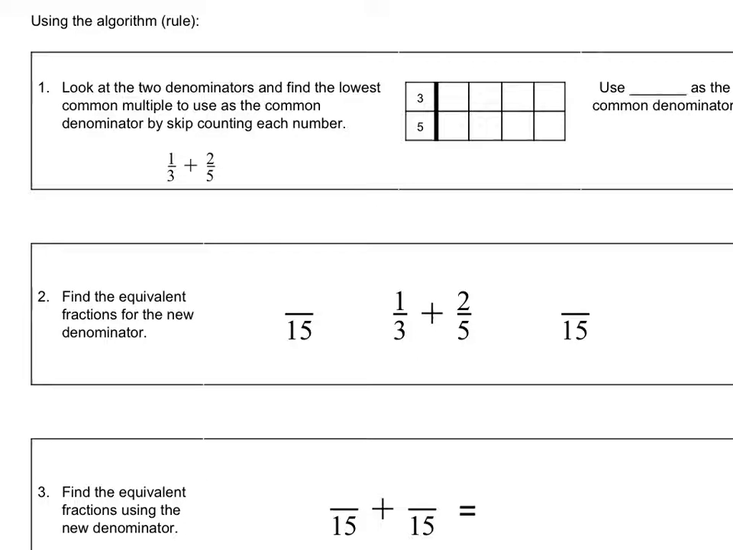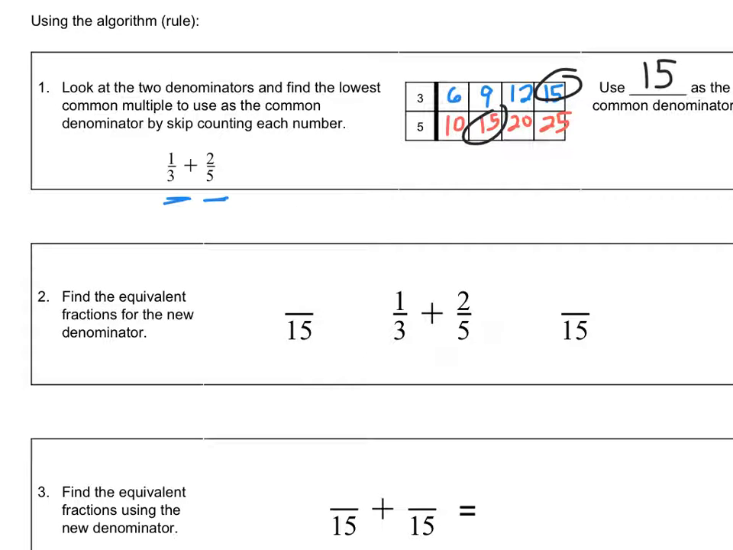So I've put my 3 and my 5 into a table, and I'm just going to do skip counting. So 3, 6, 9, 12, 15. And then 5, 10, 15, 20, 25. And I notice that I have a 15 in both. So 15 is what I'm going to use as my common denominator.